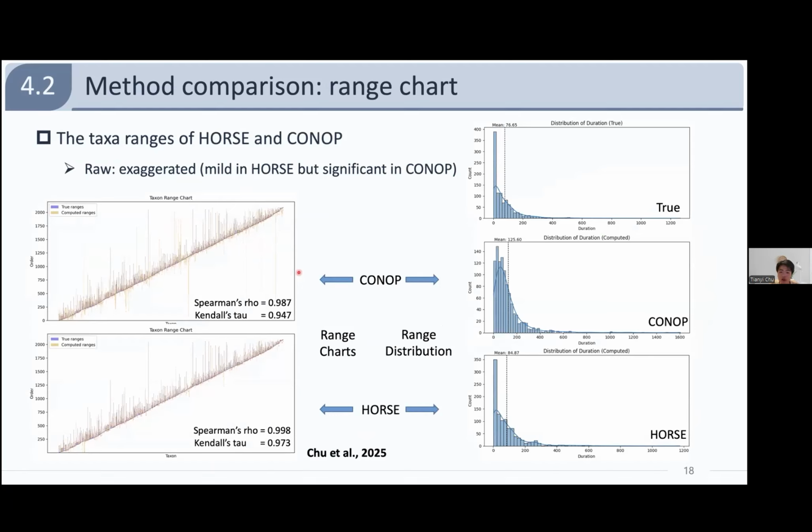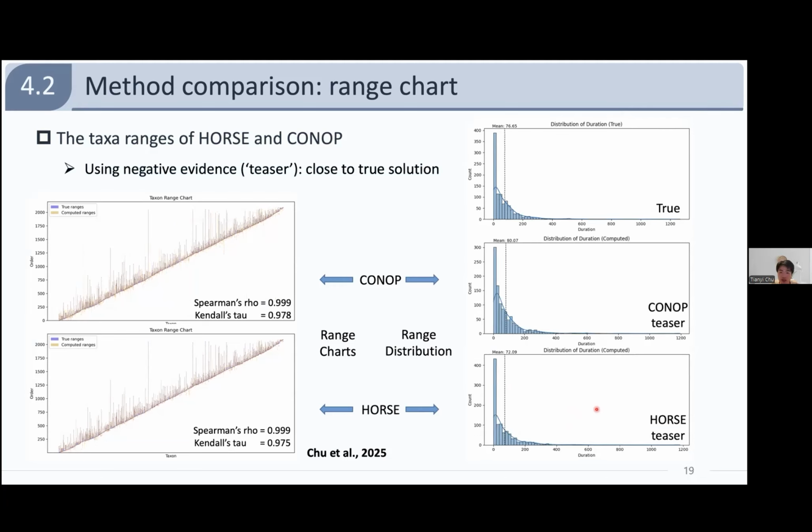We can see that both methods show good agreement with the true taxon order, but HORSE is already slightly more accurate, as seen in the tighter range distribution. Notably, CONOP tends to overestimate taxon durations, with a much higher mean duration than the true value. HORSE shows milder inflation, indicating its structural advantage in controlling implied range extension, even without additional constraints.